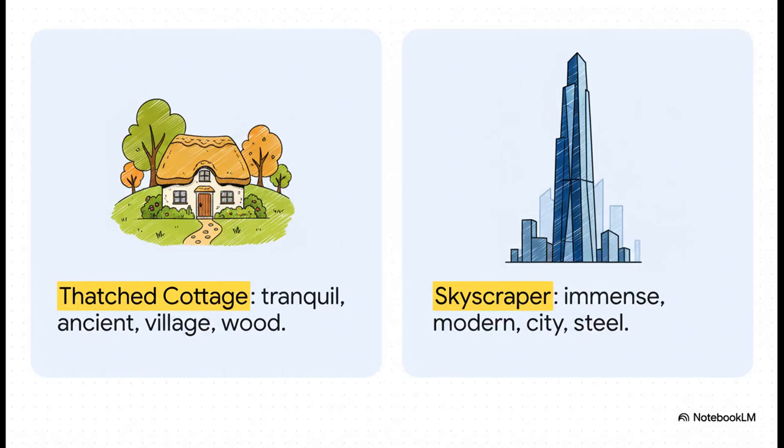This is so cool. Check out how just a few words, when you combine them, can create a completely different vibe. So on one side, you've got thatched cottage, paired with words like tranquil and ancient. Instantly, you're picturing a quiet rural village, right? Then on the other side, you take skyscraper and you add immense, modern, steel, and boom, you're in the middle of a bustling city. It's amazing. With just a handful of words, we've built two totally different ways of life.